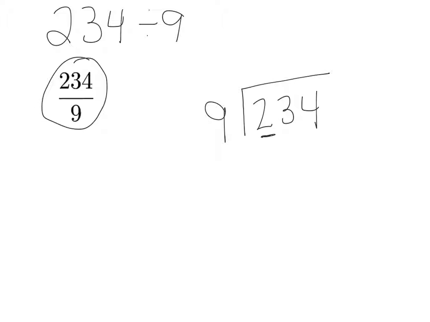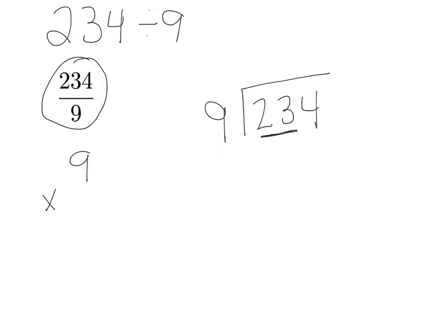Does 9 go into 2? Nope, because 2 is too small of a number. 9 does not go in there at all. So we take a look at the next number, 23. Does 9 go into 23? Well, we can take a look at our multiplication chart, and we're going to find 9. We're going to slide over until we find a number that is just below 23. And we would see that 18 is just below.